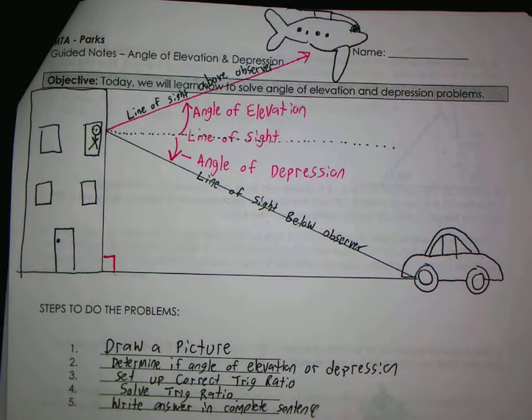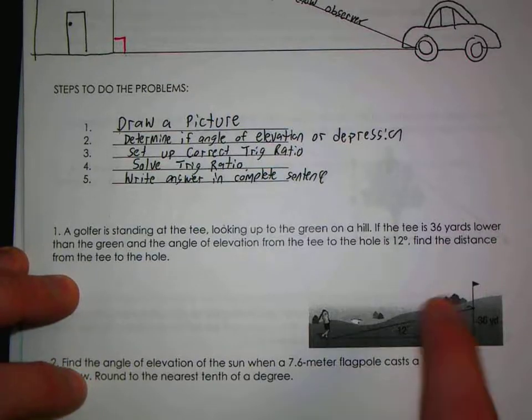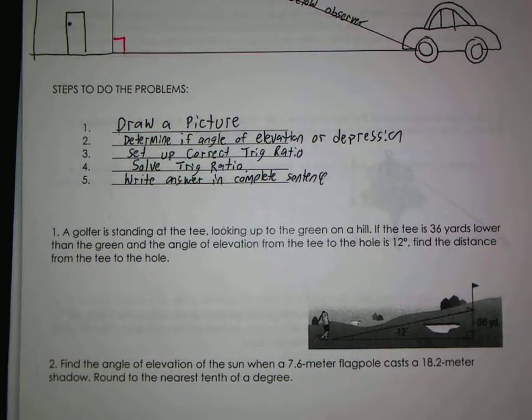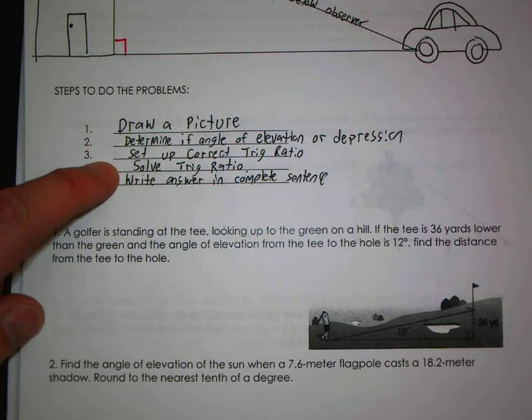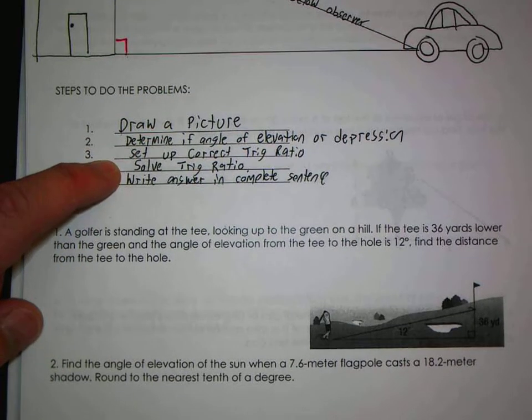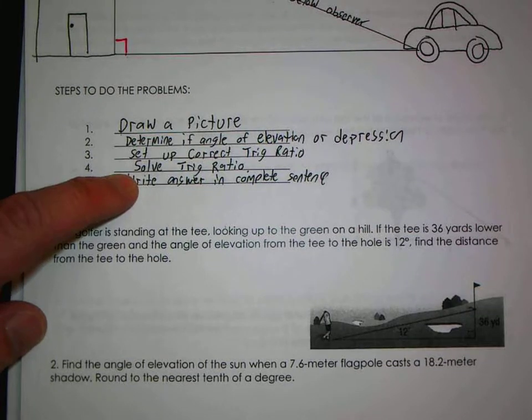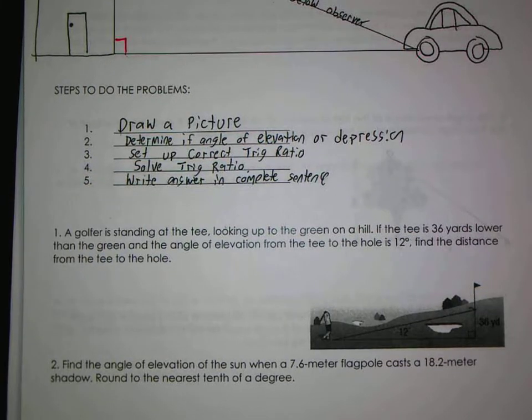So what I would do first is always draw a picture. Sometimes they draw pictures for you, which is very helpful. Determine, are you looking up or are you looking down? And then you're going to use trig ratios on this, SOHCAHTOA. Solve it, and then write your answer in a complete sentence, please.